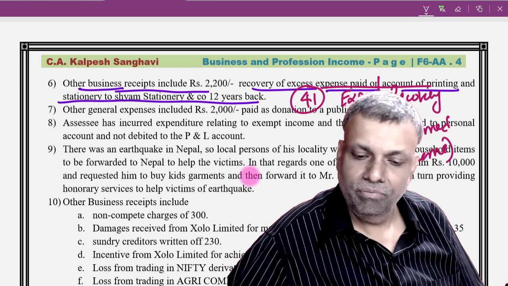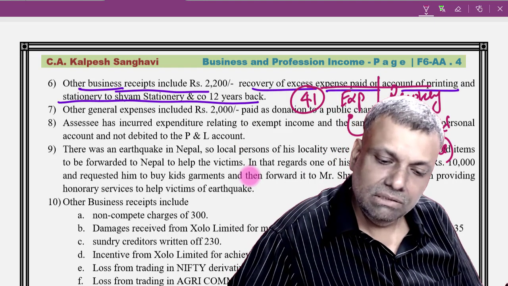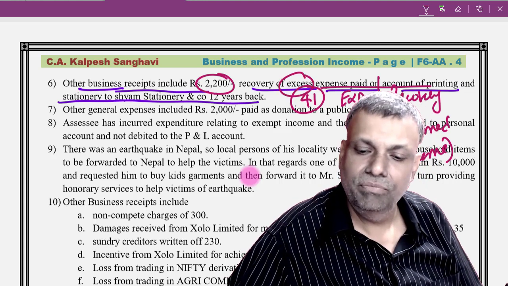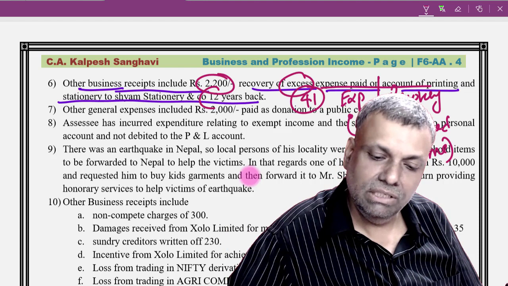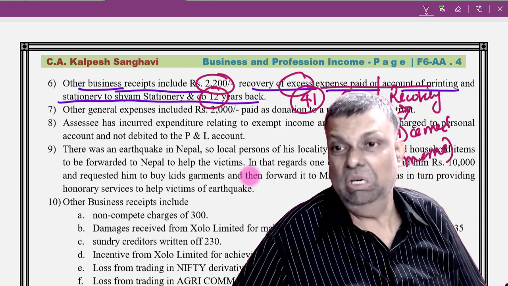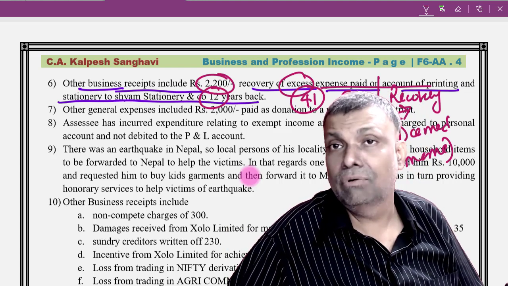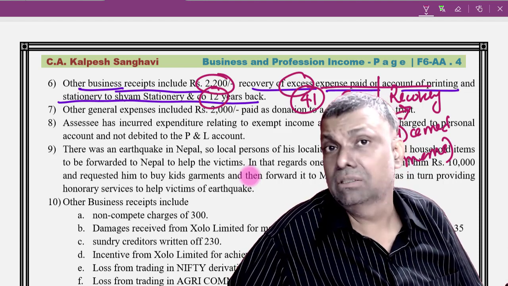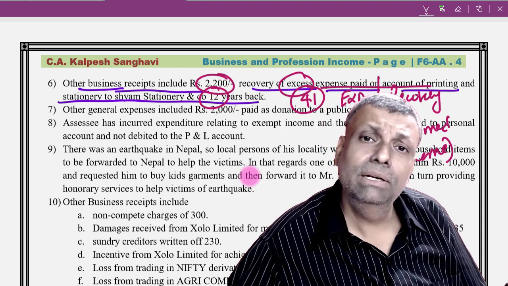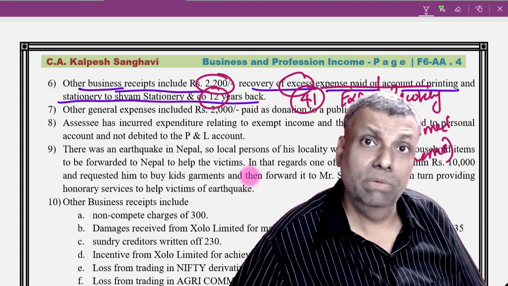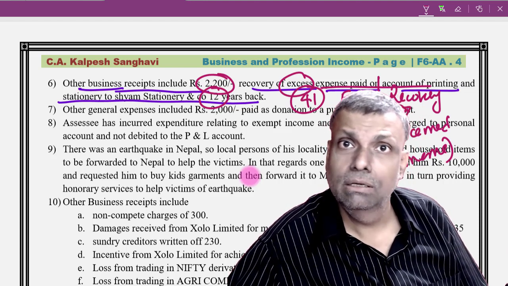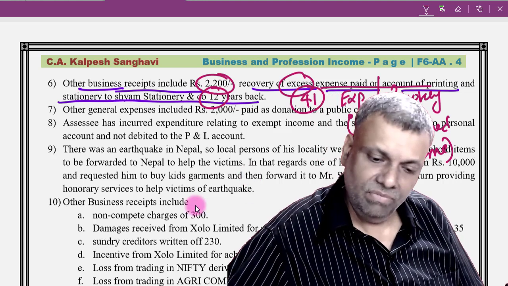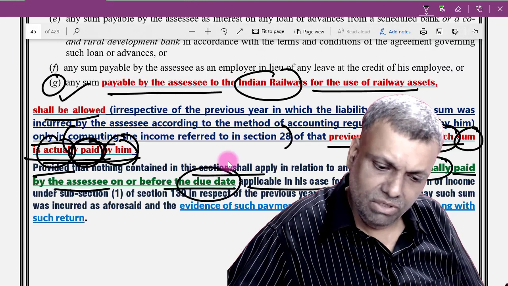Now, in the given case, business receipts include 2,200, excess expenditure of some earlier years. It is 12 years back, a very long number of years back, but under section 41, there is no limitation of years. The concept has to be kept in mind: expenditure and then there is a recovery. Then it will be your deemed income.